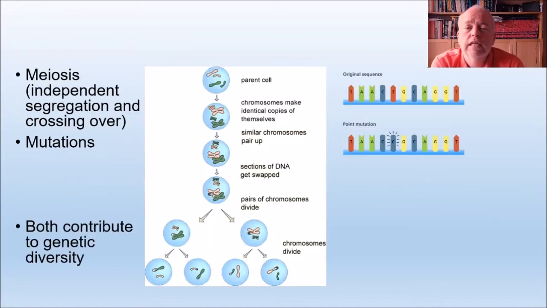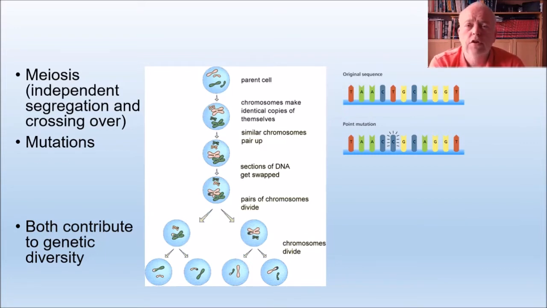And in previous lessons, we've looked at meiosis, where independent segregation and crossing over can bring about increased variation within the offspring. That's one of the benefits of sexual reproduction, that idea of variation being introduced. And we've also looked at mutations and their consequences. Both of these events are huge contributors towards enhancing and developing genetic variation.